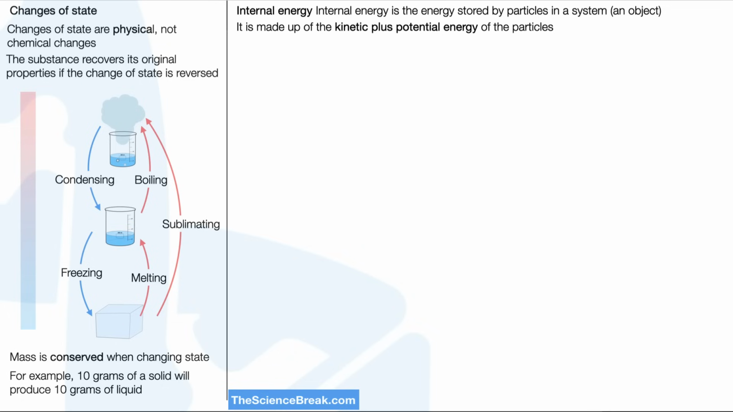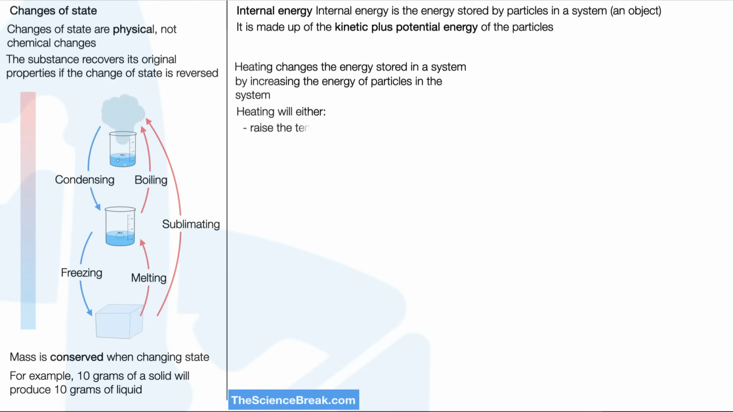So what happens when we heat an object or heat a system? Heating changes the energy stored in a system by increasing the energy of the particles in the system. Heating will either raise the temperature, or it will produce a change of state. No temperature rise, but there is an increase in internal energy.